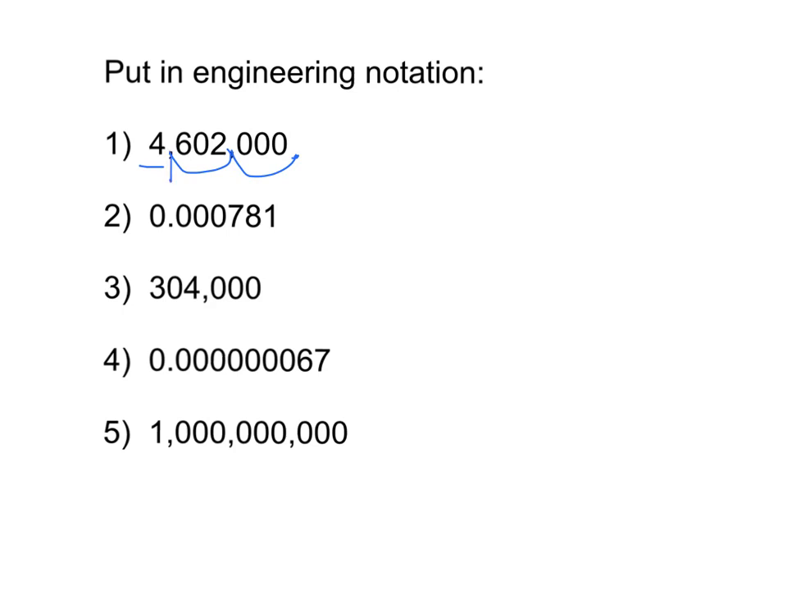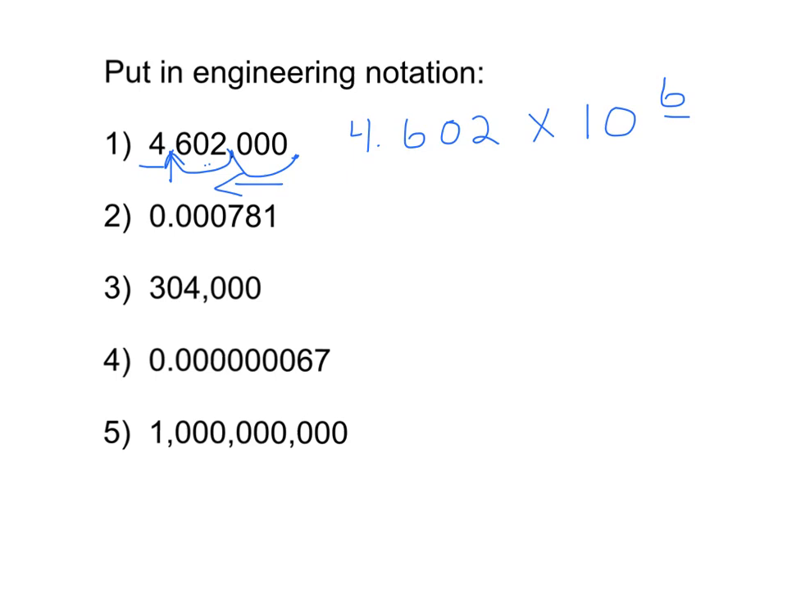So this is where I want my decimal to be. So it's going to be 4.602 times 10. And how many places did I move it? I moved it 1, 2, 3, 4, 5, 6. I moved the decimal to the left, so this is going to be a positive exponent, which makes sense again because this is a big number, so I want to multiply 4.602 times a large number in order to get this.